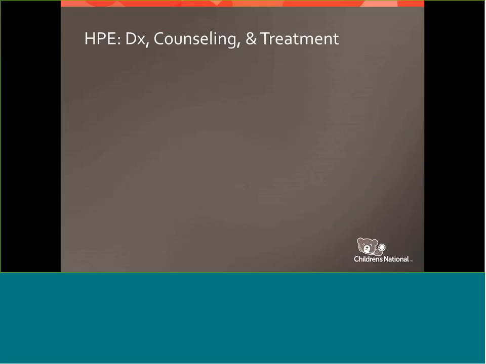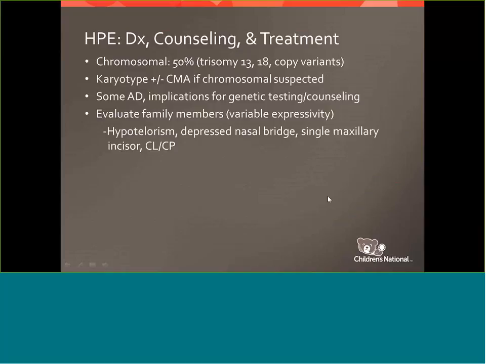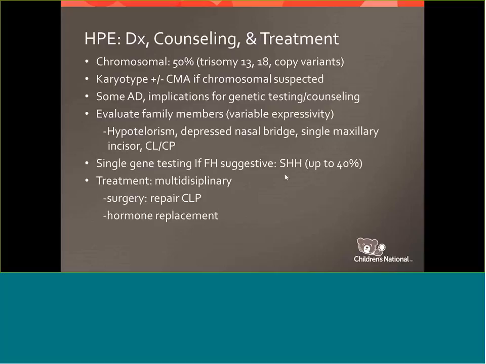So for diagnosis, counseling, and treatment, again, multifactorial. If it's felt that chromosomal abnormalities may be possible, then you should consider karyotype, microarray. Some of these are autosomal dominant, so there are implications for genetic testing and counseling. Family members need to be evaluated carefully for hypotelorism, depressed nasal bridge, single maxillary incisor, cleft lip palate. A single gene test could be done if family history suggests it. Sonic hedgehog is the most common variant to cause autosomal dominant holoprosencephaly. Treatment is multidisciplinary with surgery for cleft lip and palate and hormone replacement therapy depending on the endocrinopathy.